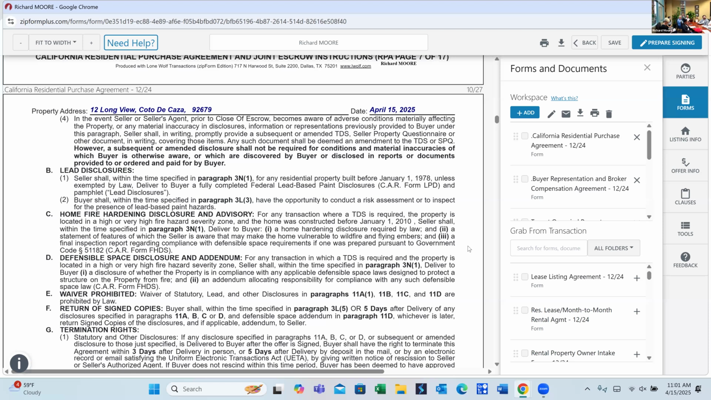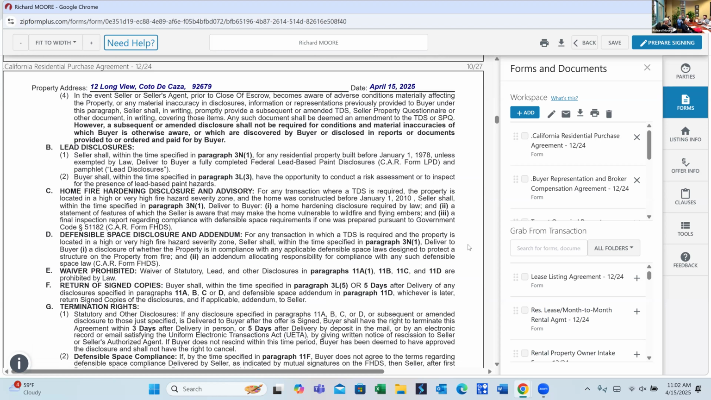The home fire hardening disclosure and advisory is required when a transfer disclosure statement is required. Section D, the defensible space disclosure and addendum. This is a hot issue in California. That's required. If a TDS is not required, then the home fire hardening disclosure and defensible space disclosure are not required. Like lead disclosures, it's not waivable.